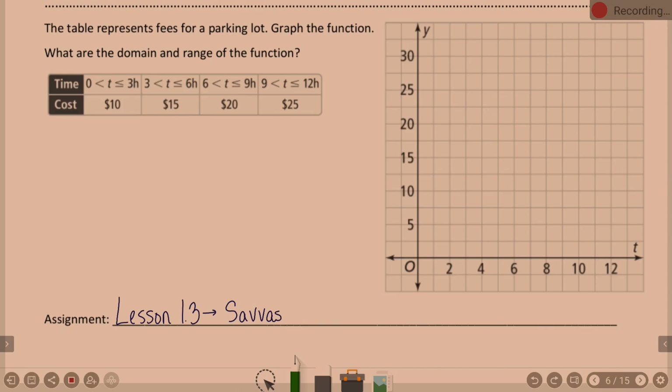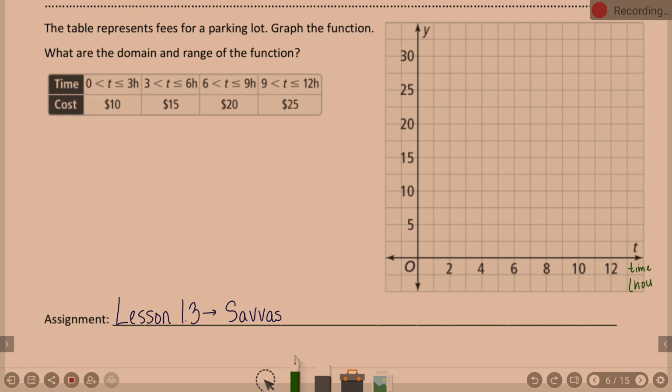So, okay, look at the information provided. We have time intervals and costs. So for 0 to 3 hours, I'm going to pay $10. 3 to 6 hours, I'm going to pay $15. 6 to 9 hours, I'm going to pay $20. 9 to 12 hours, I'm going to pay $25. On my graph, you'll see I have a t-axis, and t is my time, right? Mm-hmm. And if you notice, it was time in terms of hours if you want.